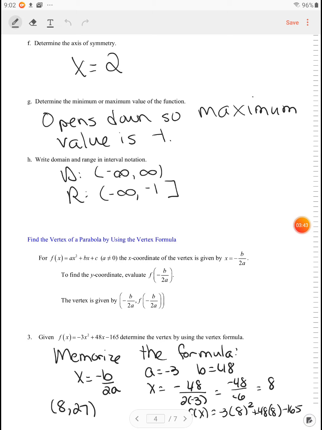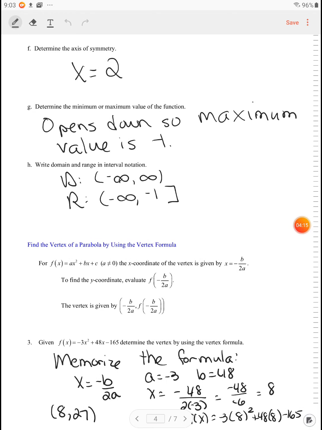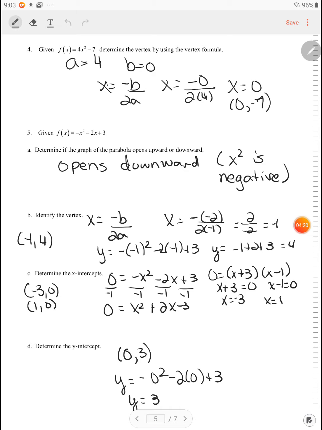Now, notice the next form we have is ax squared plus bx plus c, which is a trinomial. So with a trinomial, to find the vertex, we're going to use the formula x equal negative b over 2a. So everyone needs to memorize that for me. Number 3, a is negative 3, b is 48. If you plug it in the formula, you get x equals 8. To find the y value, you go back and plug it into f of x, and you get 27. So your vertex is (8, 27). Number 4 asks us to find the vertex.